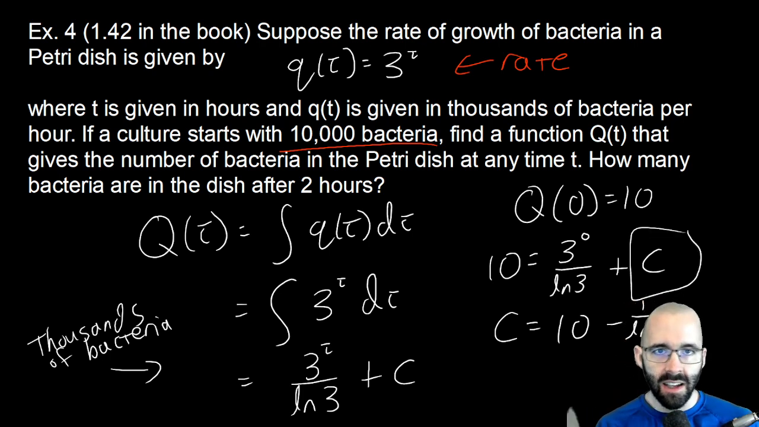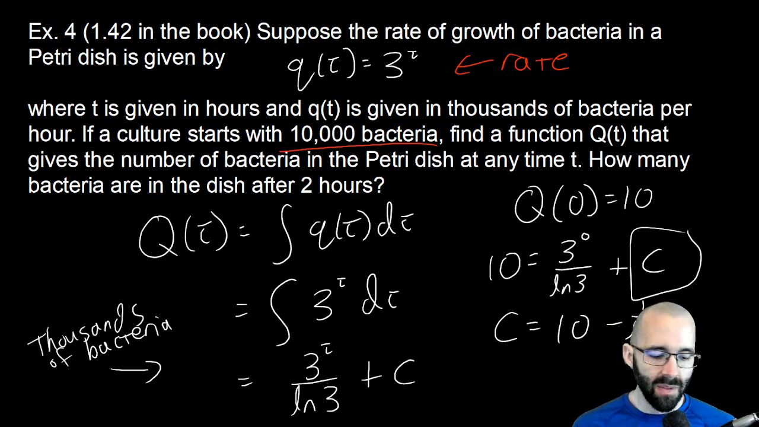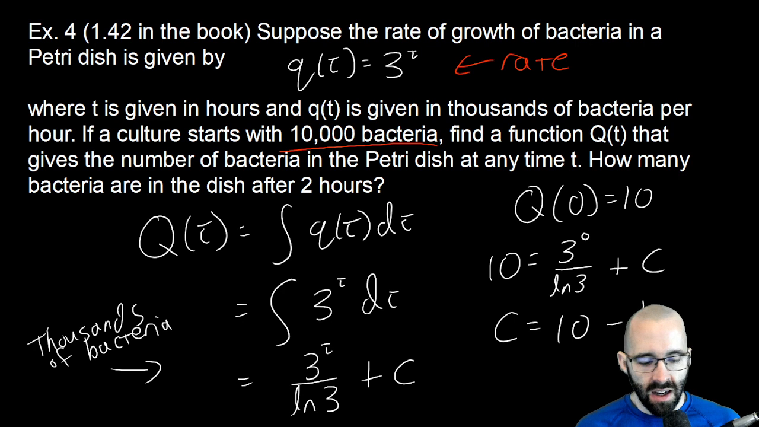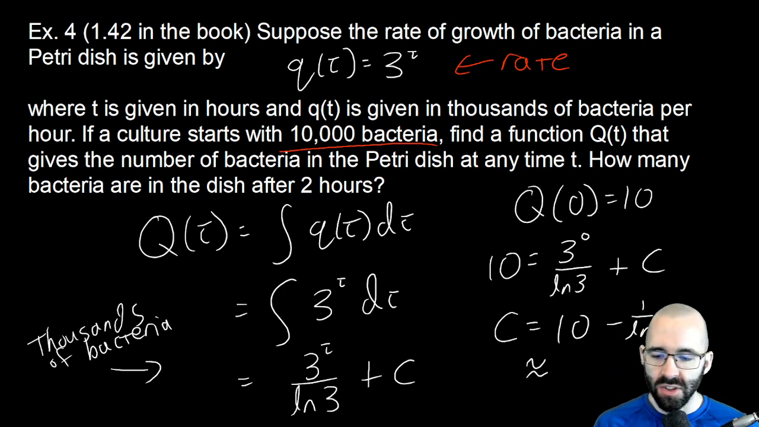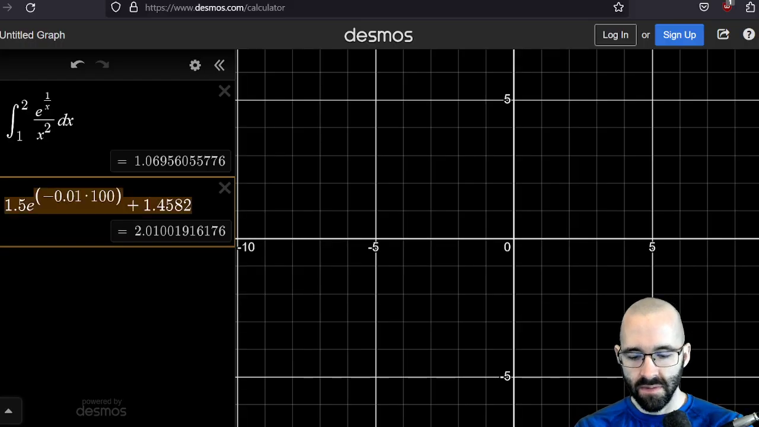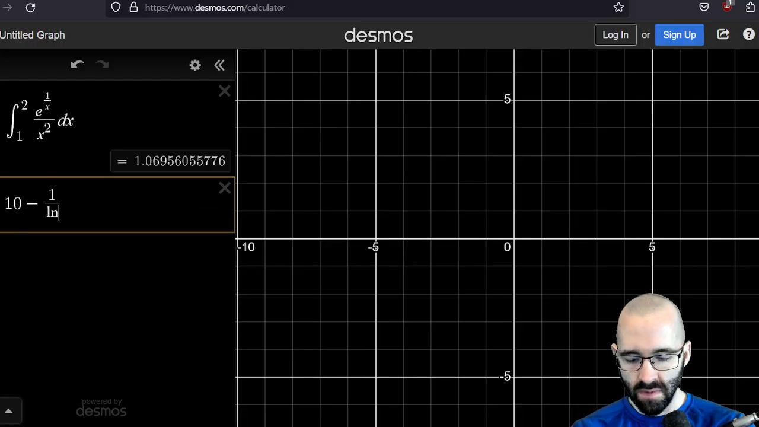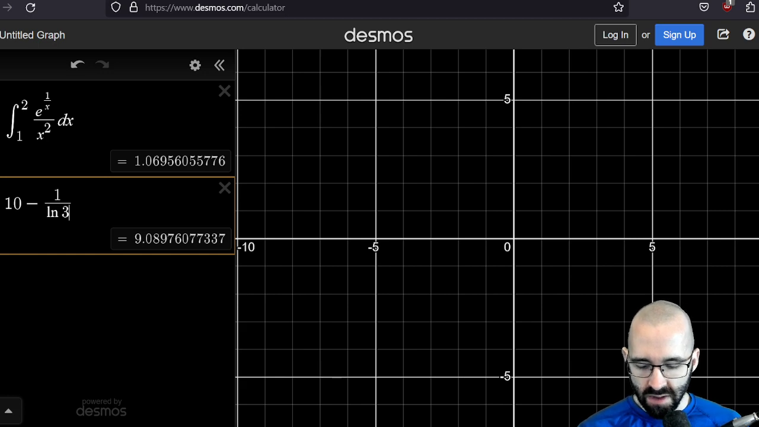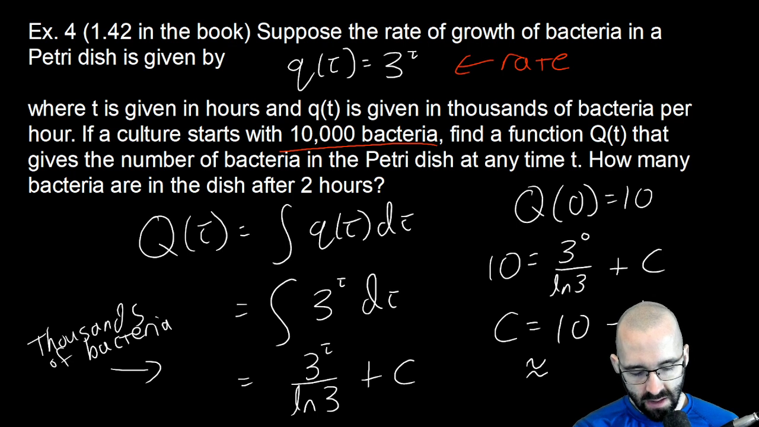This c is not the original c. And the original c would be like 10, but we just write it as a plus c anyway. And that's why it looks kind of funky like this. For an application, we're going to get an approximation. 10 minus 1 over the natural log of 3 is something. It's going to be about 9.0898. And that'll give us our formula.